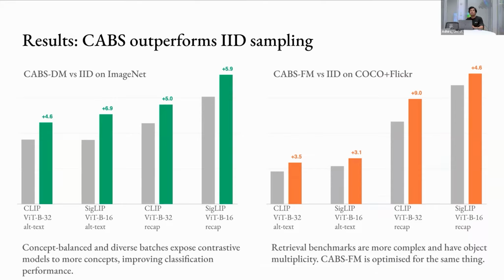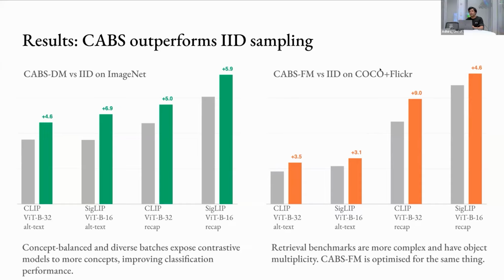Nothing else changes. So for ImageNet classification, we show results on alt text as well as our recaption dataset, for both a CLIP model, ViT-B/32, and a SigLIP model, ViT-B/16. The same trend exists for CABS FM.